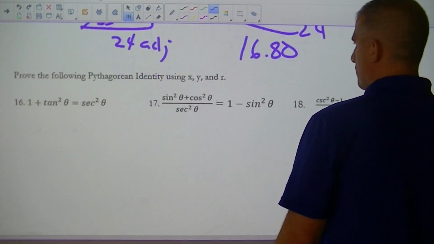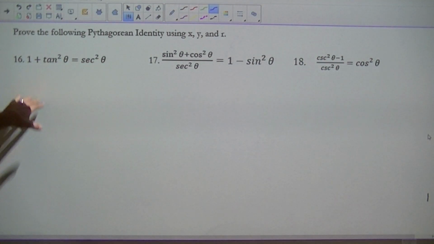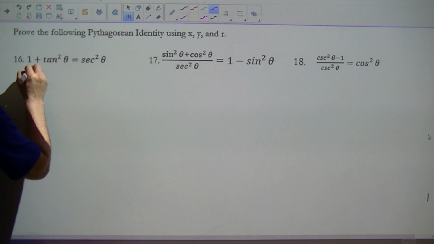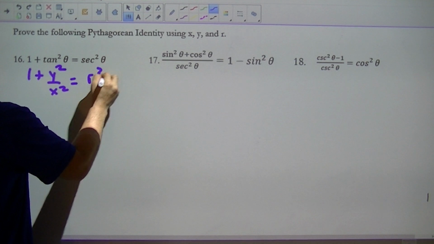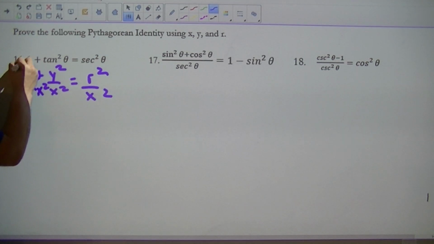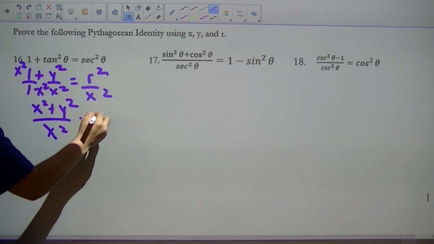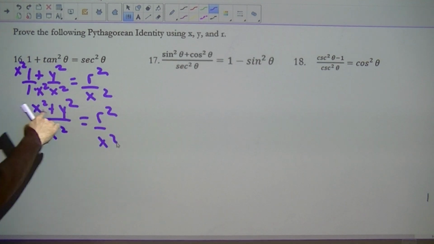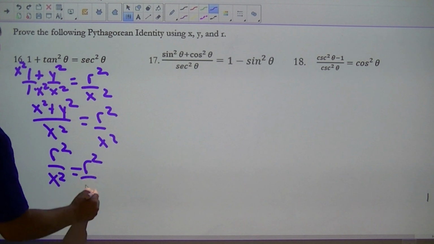Okay? 3 proofs, 3 graphs, and we're done. What we want to do is write these proofs in the relationship of x, y, and r. So this would be 1 plus y squared over x squared equals r squared over x squared. I would need to get a common denominator by multiplying both of these by x squared. So I get x squared plus y squared all over x squared. This would be replaced by the given. So that's what my answer would be.